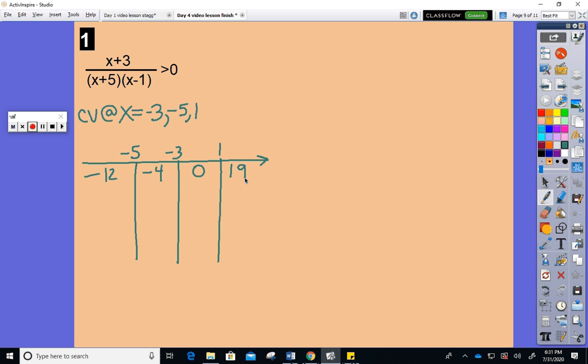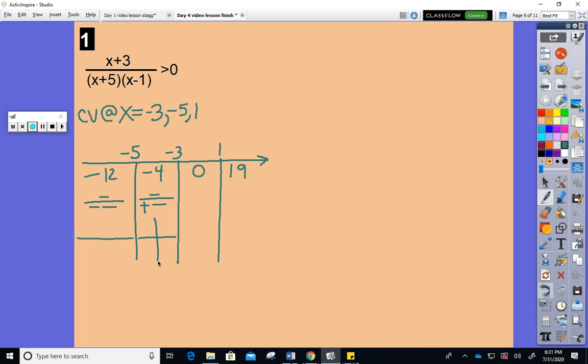If I say -12 plus 3 on the top, I get a negative on the top of the fraction. On the bottom, -12 plus 5 is negative, and -12 minus 1 is negative. And whether I multiply or divide by an odd number of negatives, the result's negative. On the top, for -4, -4 plus 3 is negative. -4 plus 5 on the bottom is positive, and -4 minus 1 on the bottom is negative. So 2 negatives make a positive.